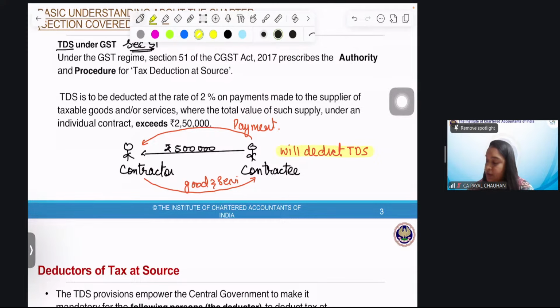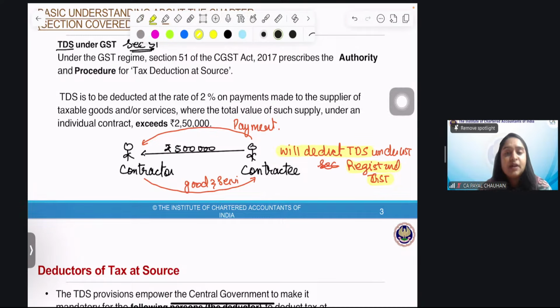That too, the TDS under GST. Now the thing is, once you deduct TDS under GST, you need to be registered under GST, right? The next thing is, it's not everyone who is deducting the TDS. There are certain people who will deduct TDS. First of all, tell me, usually government authorities are known as DDO. What are they known as? DDO.